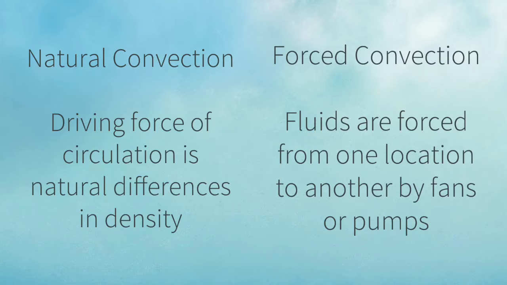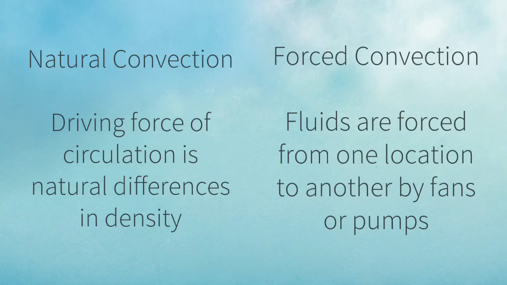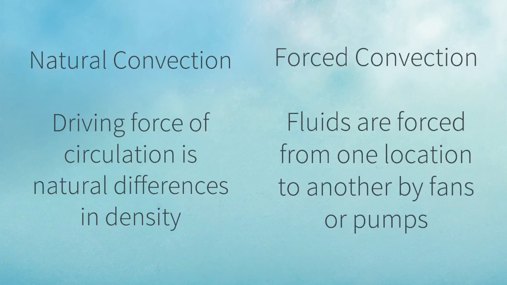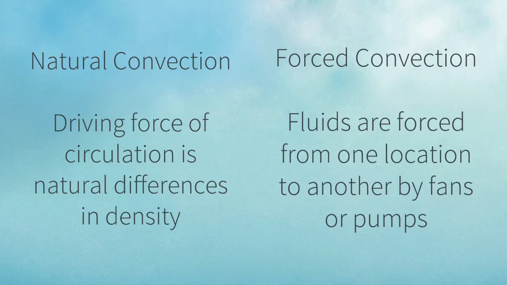Now that we have a basic idea of what convection is and where we see it, we can now learn that there are two types of convection: natural convection and forced convection. Both of these forms rely on the movement of fluids that carry energy to produce heat. However, as their names imply, one is natural and one is forced. Natural convection has a driving force that occurs due to natural differences in density. Forced convection moves fluids by use of fans, pumps, or other devices.